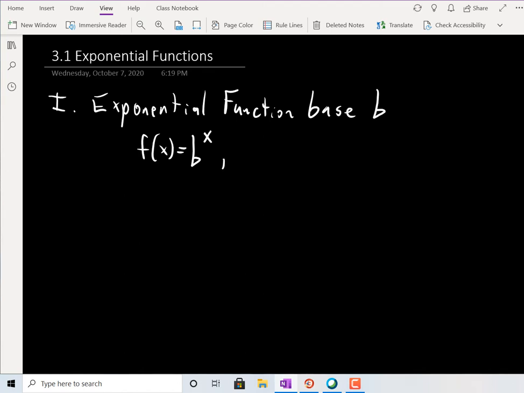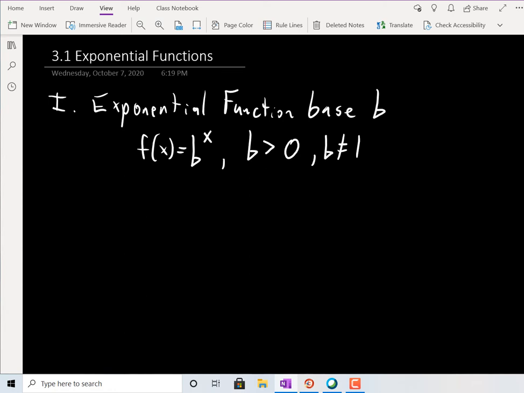The b value has some restrictions. It needs to be greater than 0, and we're not going to let it equal 1, because 1 to any power is just 1, so that would just be a horizontal line. If b were less than 0, you would have issues when you put something like 1/2 in for x. You'd get imaginary numbers, and we want to avoid that. So that's why we say let b be greater than 0.